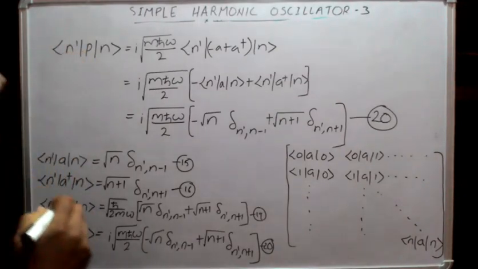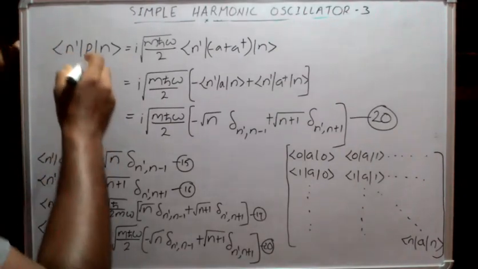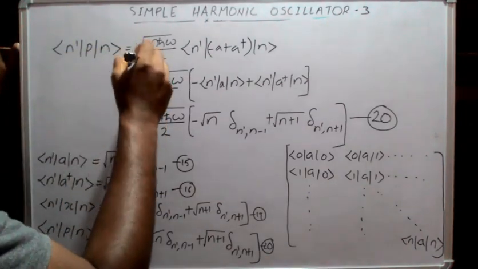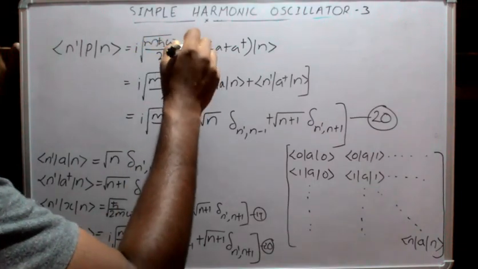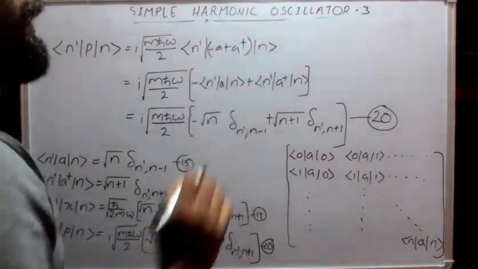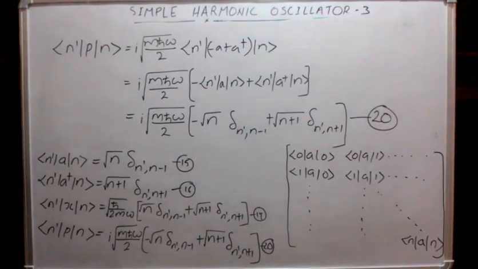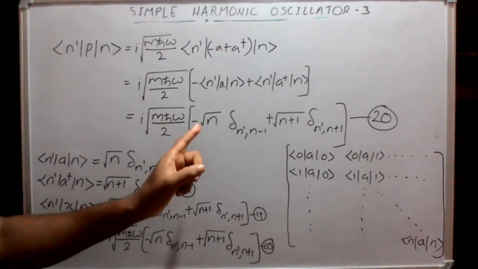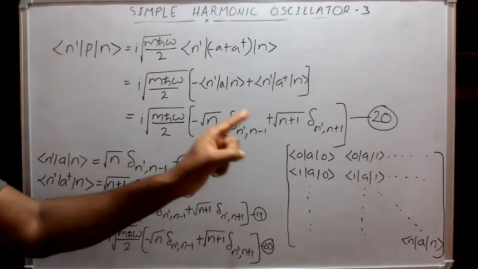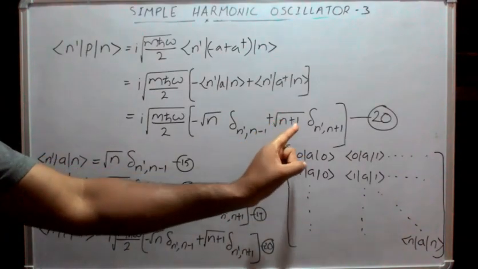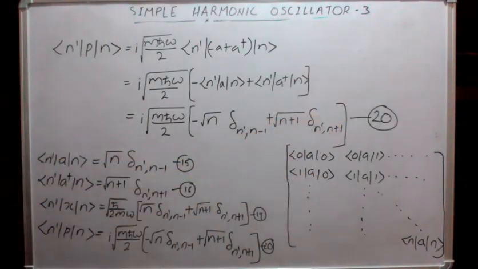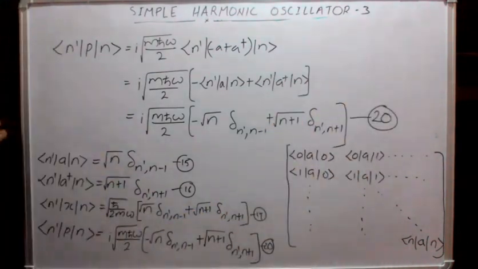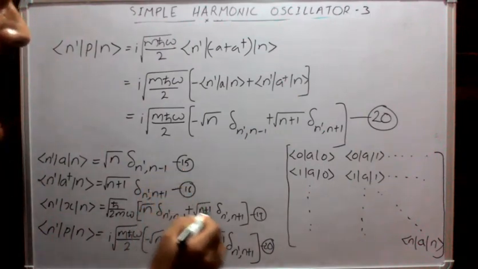And next, we'll find n dash p n, that is equal to i under root m h cross omega over 2 times n dash, minus a plus a dagger, n. Finally we will get i under root m h cross omega over 2 times minus under root n delta n dash n minus 1 plus under root n plus 1 delta n dash n plus 1. This is equation 20. So let me write these four equations together.